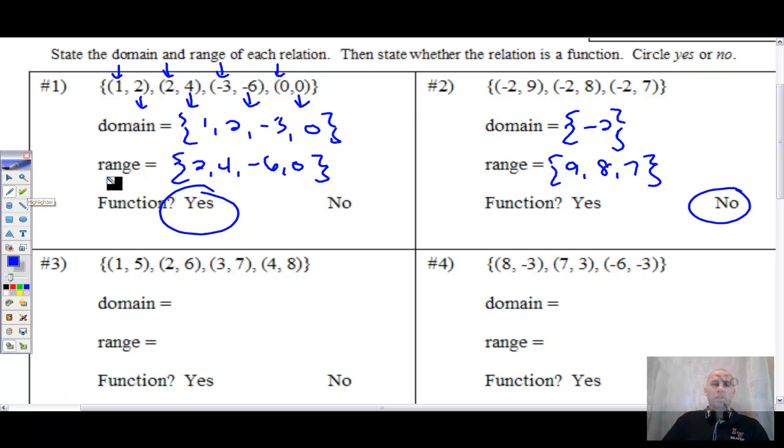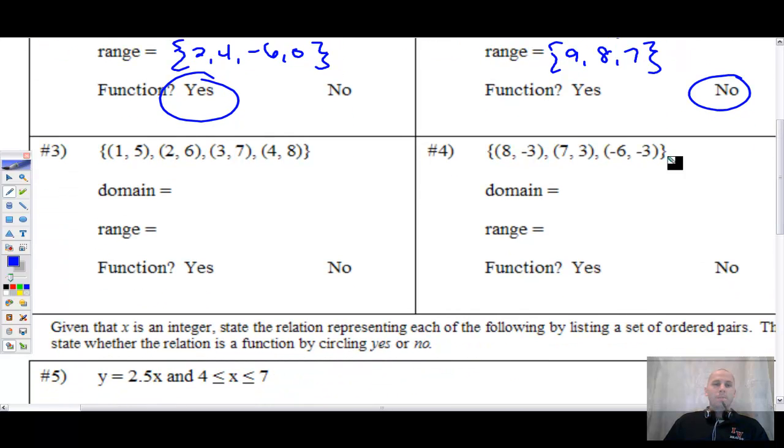It's not a function because if I put a negative 2 in, I get 3 different choices for my answer. I could get a 9, an 8, or a 7. If you get a choice for your answer, then it's not a function.